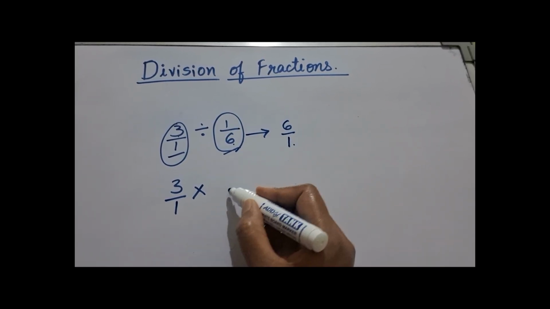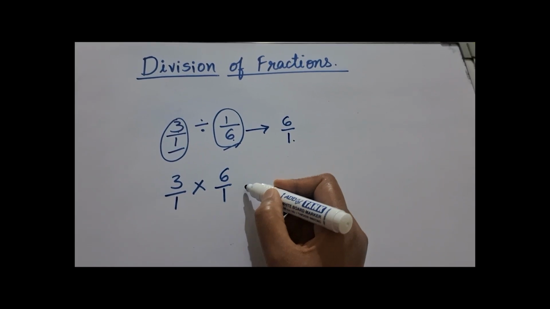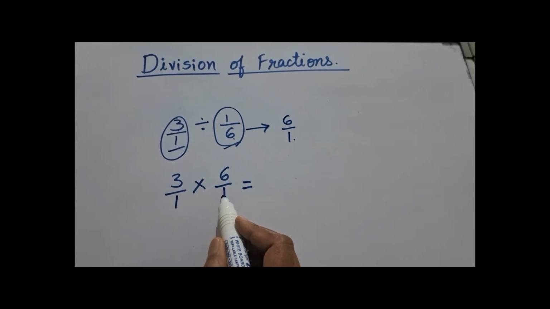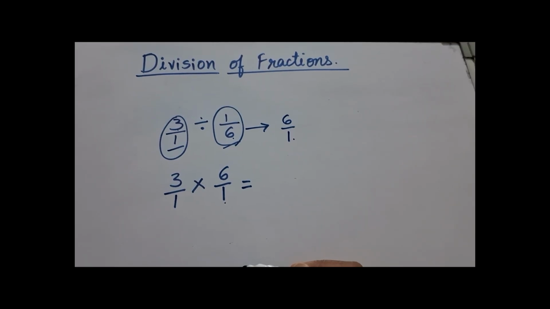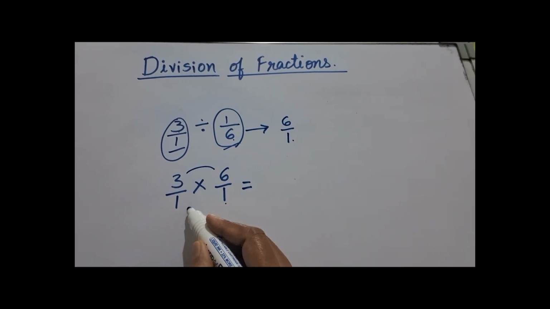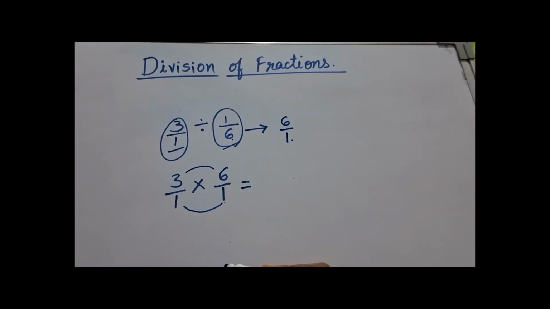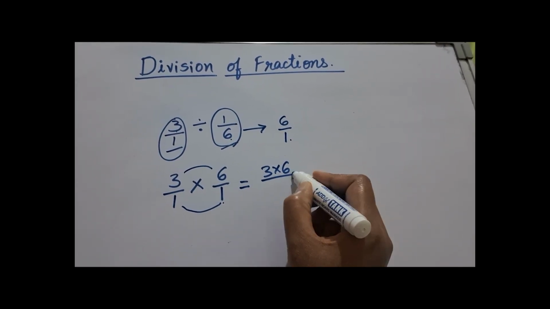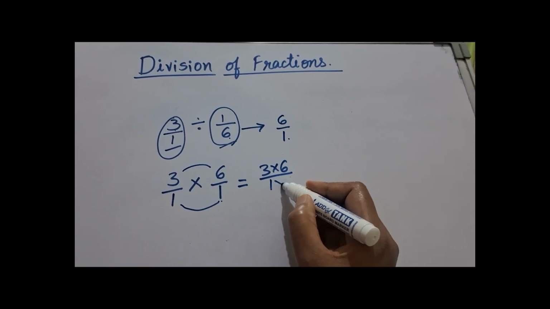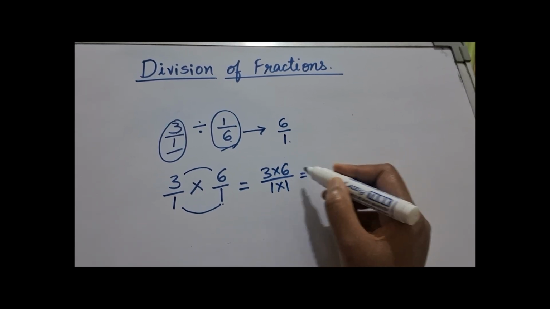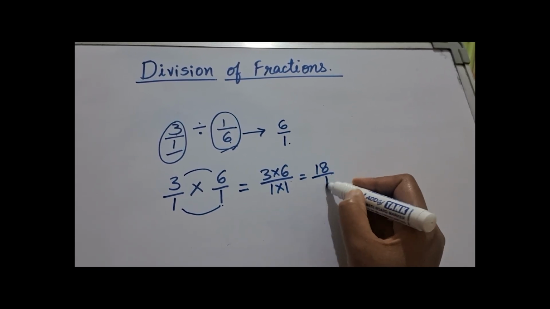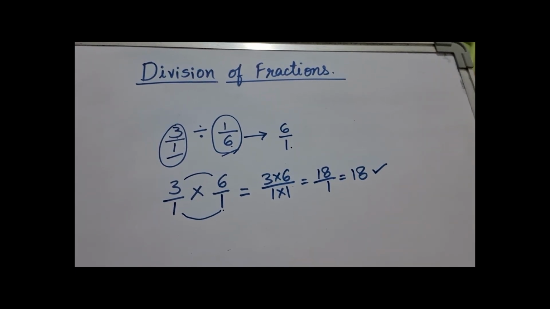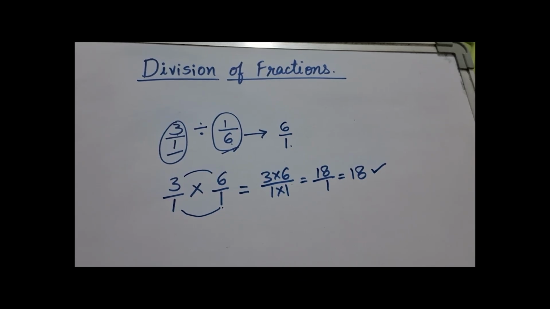Now you have to write here 6 by 1, which will be equal to, now this became the multiplication of two fractions. Numerator into numerator and denominator into denominator we need to do. Numerator into numerator we write in the numerator place, and denominator into denominator we write in the denominator place, which gives us 18 by 1. The answer is 18. Okay, children. In this way we do division of fractions.